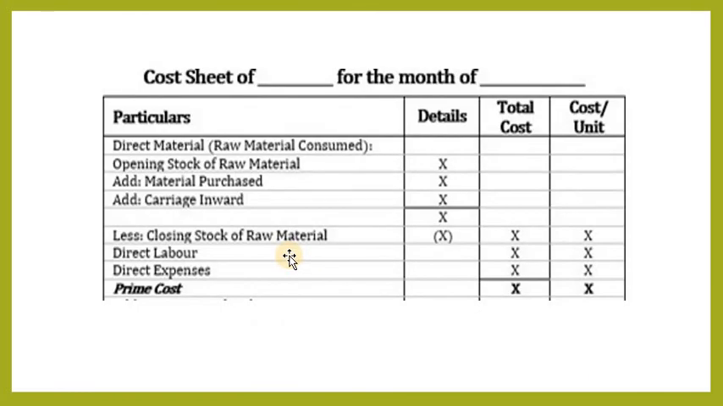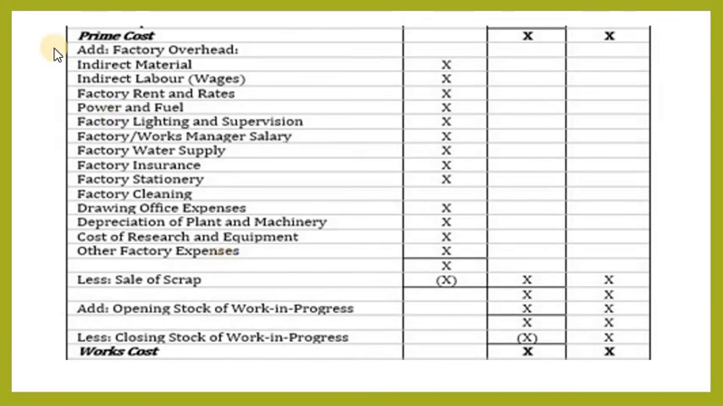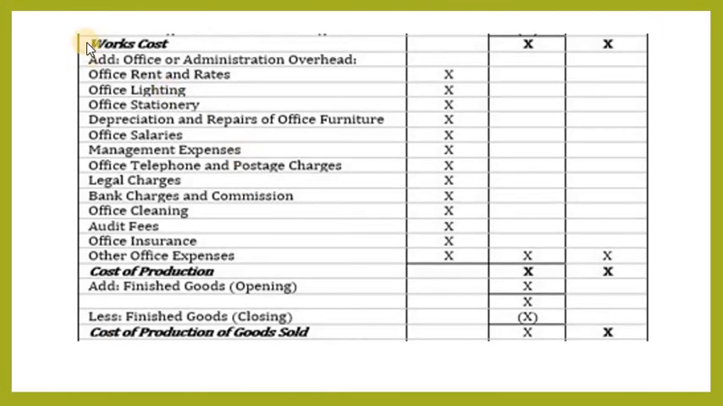Okay, are you clear? Once again, remember, in this preparation of cost sheet, basically we have mainly 4 stages. The first one, prime cost. How are we calculating the prime cost? Direct material plus direct labor plus direct expenses, then you are getting prime cost. Then after prime cost, the prime cost plus factory overheads, then you are getting work cost. Then work cost plus office and administrative overheads, then you are getting the cost of production.